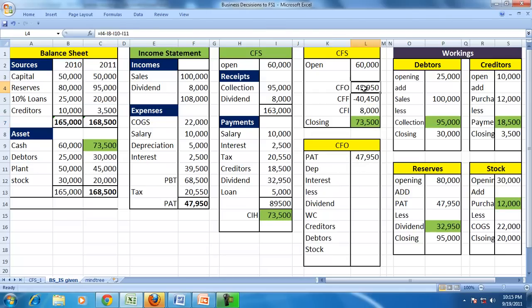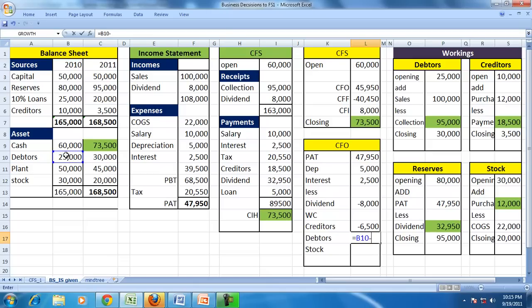To continue our discussion on CFO, we can also find CFO by the indirect method. Indirect method: adjust for depreciation, so add back depreciation. Adjust for non-operating items, add back interest. Less dividend, because the dividend is a non-operating cash flow. Changes in working capital. What happened to the creditor? Creditor has reduced, that means you made the payment to them during this period.